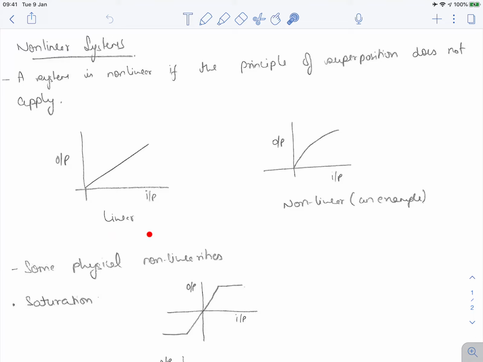So we had seen that there is a linear relationship between the input and output, while for a non-linear system, this is just an example, the input output relationship is not linear. So the first question arises: why do we want to linearize our system?